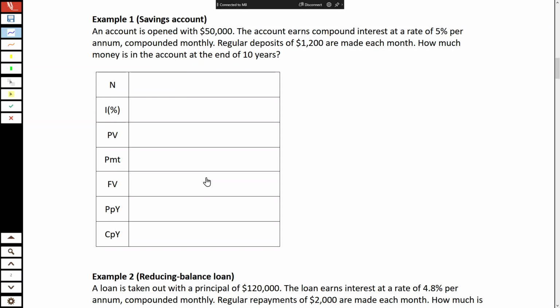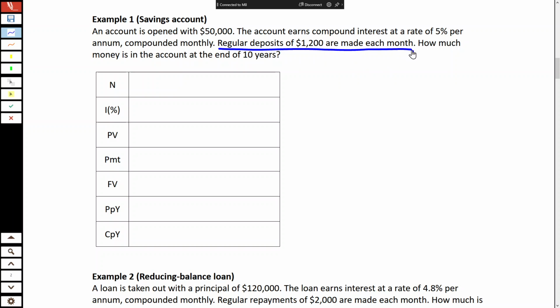So when you're working, you might say, oh, I'll put in a few $100s every week or every month. So I'm actually going to focus on this part first. So in this question, I'll just read it out. We open an account with $50,000, 5% per year, compounded monthly, and we make regular deposits of $1,200 a month.